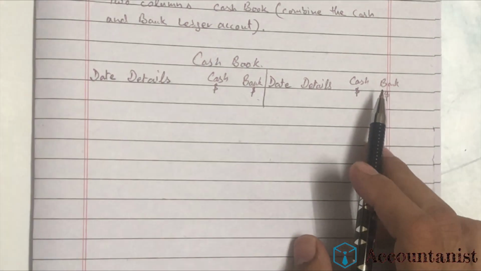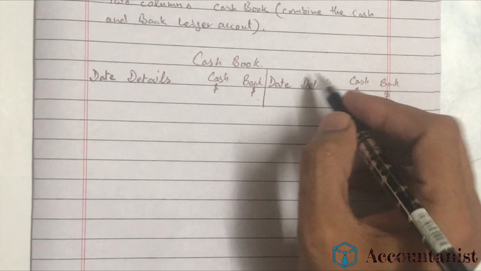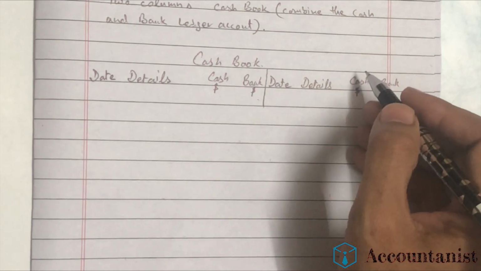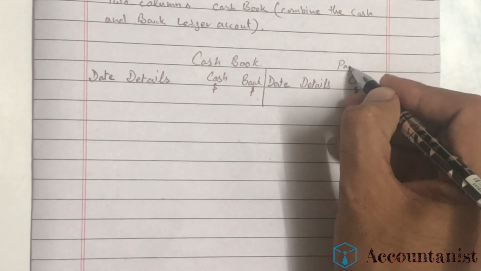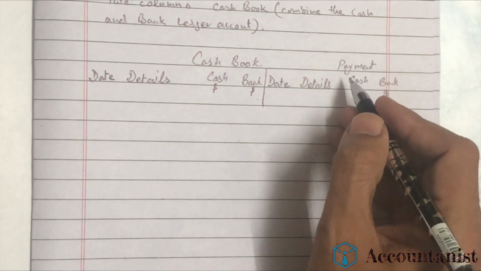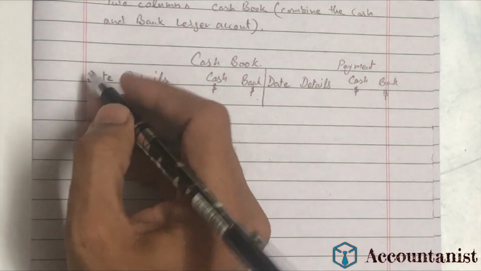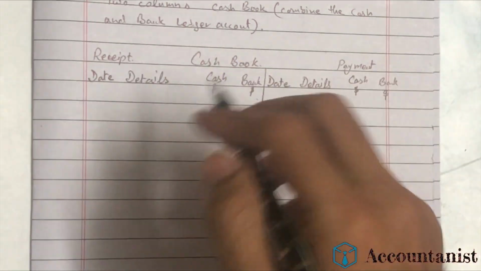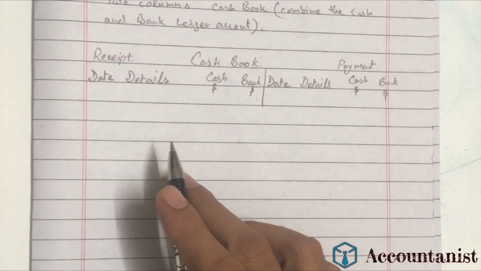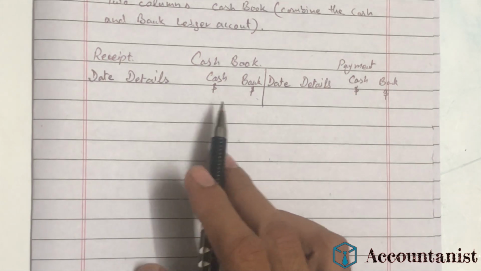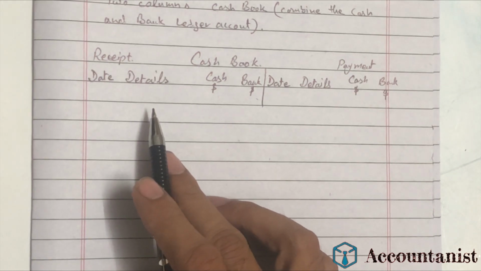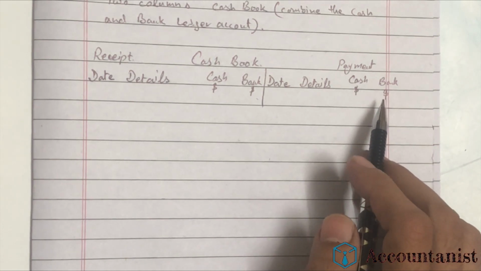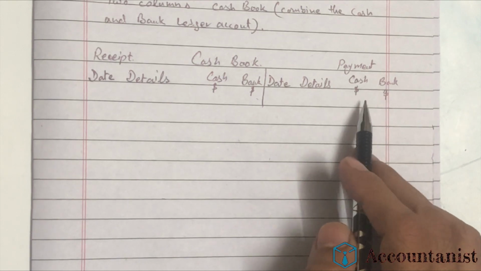I usually tell my students that it's easy if you consider this side as your receipt side and this side as your payment side. The amount that you receive in the form of cash or in the form of bank, you will record here on this debit side, and if there is any payment in the form of cash or in the form of check, meaning the bank, you will record on this side.